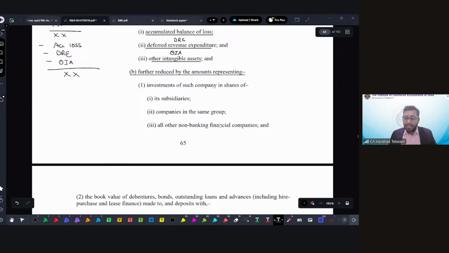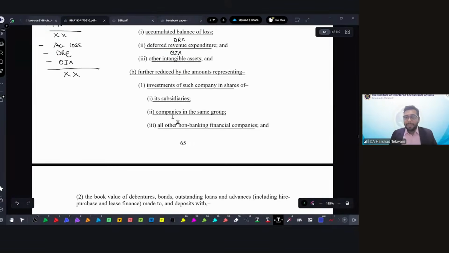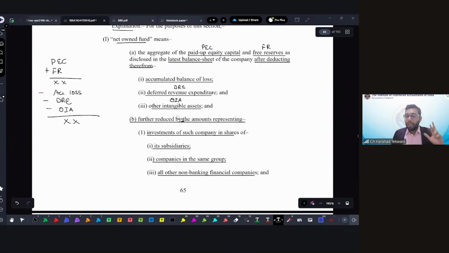And what is that? Investment in shares of its subsidiaries, same group of companies, and all other NBFC companies. If you have made an investment in shares of a subsidiary, same group companies or other NBFCs, you are required to reduce the amount. The reason is that this reduction is on the grounds that you should not be using the same money twice.